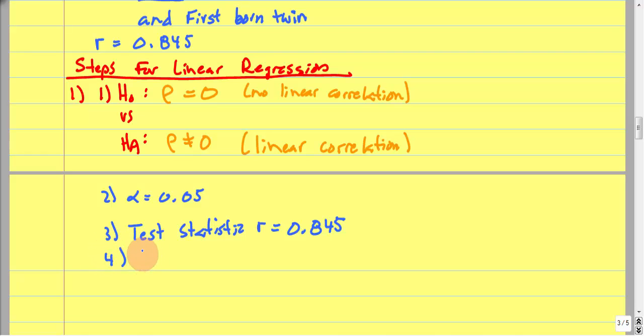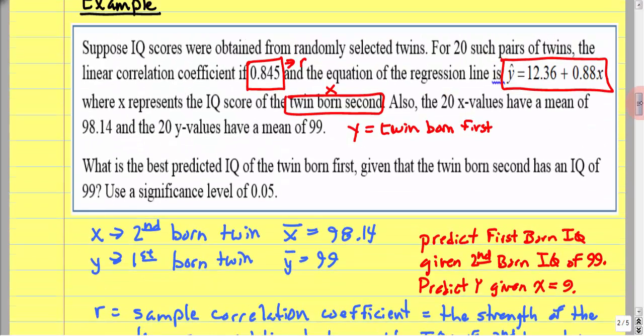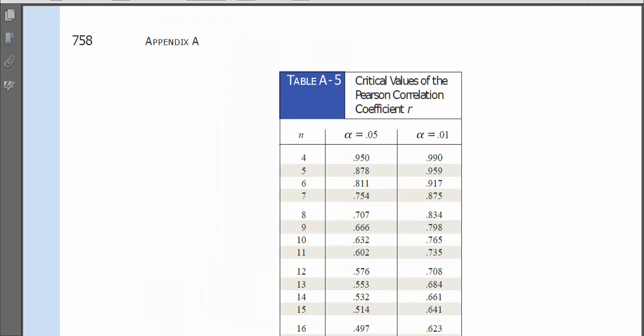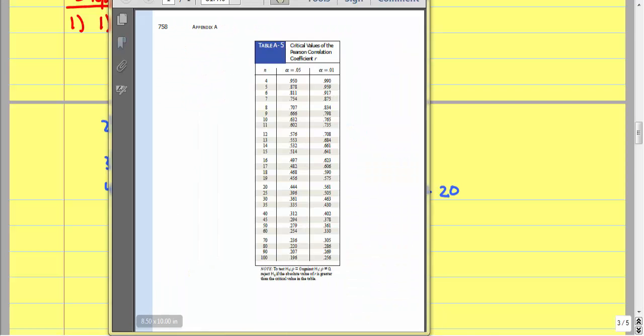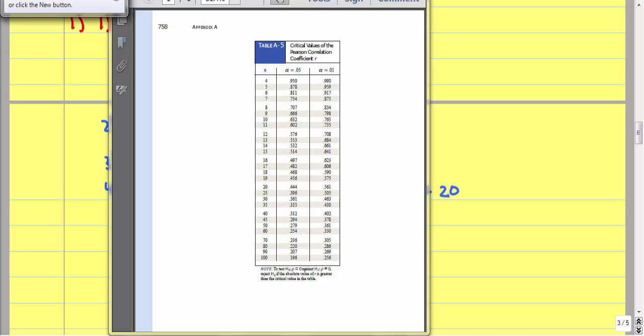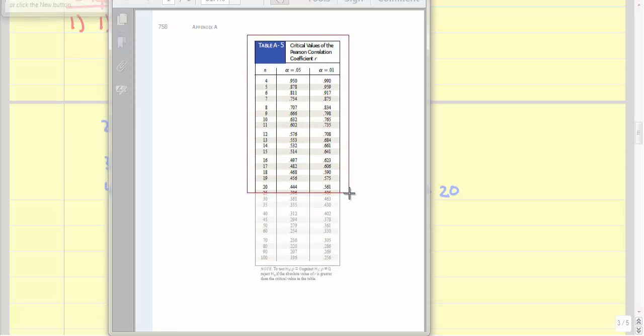Step 4 is we need a critical value. And in order to use my critical value, I need to know alpha is 0.05, and I need to know my sample size, which was the number of pairs of twins. In this case, we can see that that was 20 such pairs, so sample size is 20. And then let's go ahead and pull up our table. So our table for our Pearson correlation coefficients, and remember these are in my MyMathLab along the side tab if you need to look those up. We're going to come right down here to 20.